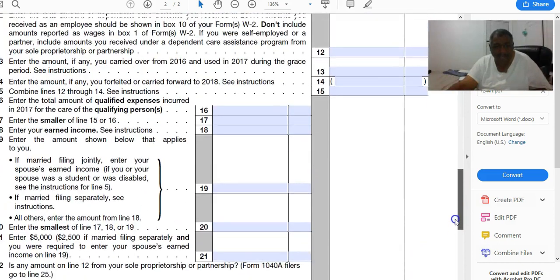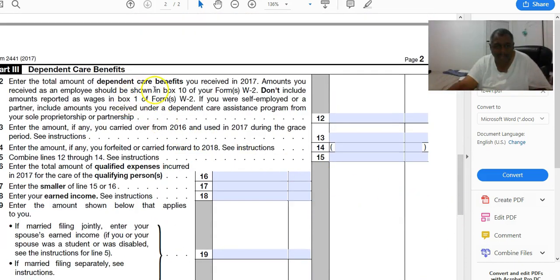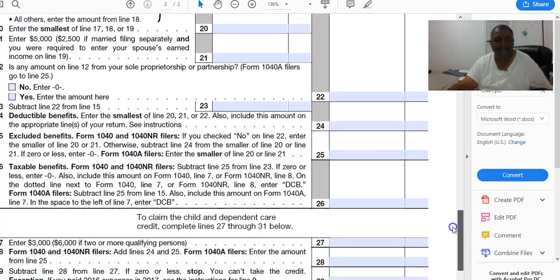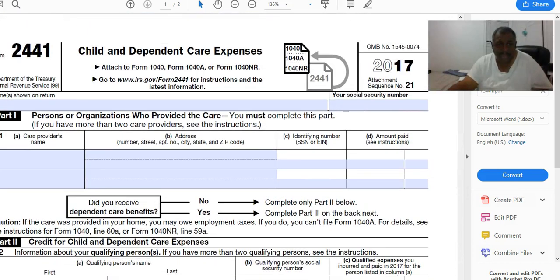We rarely have anybody who has dependent care benefits, and these are people who have jobs where they actually have someone who helps pay for their child care. So I haven't had an opportunity to see anyone with that yet. So basically, that's how they go.